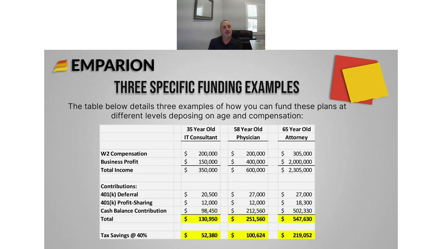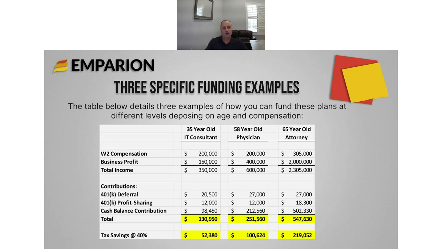Well, in this example, they would get their W-2 to the highest at $305,000. That's the highest for IRS purposes. The deferral of 401k, again, over 50, $27,000. Profit sharing, 6% of the 305 or $18,003. And the cash balance plan contributions just over $500,000, 502, to give you just under $550,000. And how we get that 502 so high is we can do a couple tricks called prior service, where we can give you a credit for a current year.